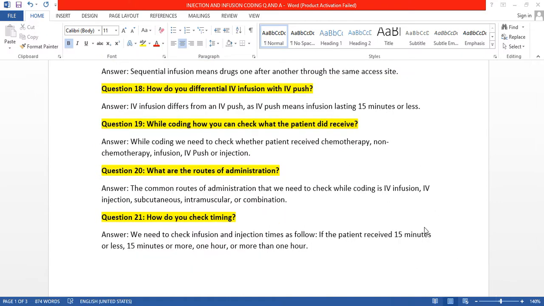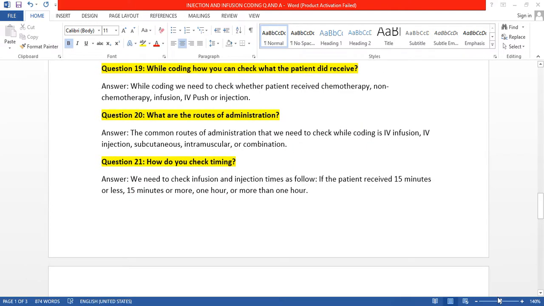Question 18. How do you code differential IV infusion with IV push? Answer. IV infusion differs from an IV push, as IV push means infusion lasting 15 minutes or less. So if we find any infusion less than 15 minutes, we need to take it as IVP. We usually call it intravenous push.